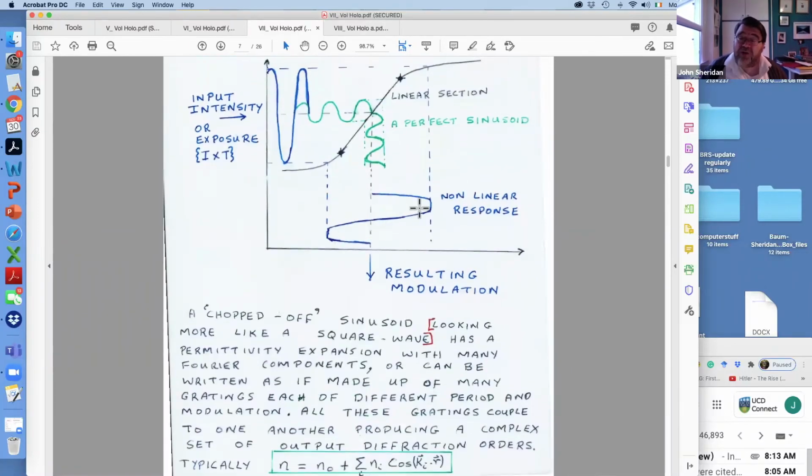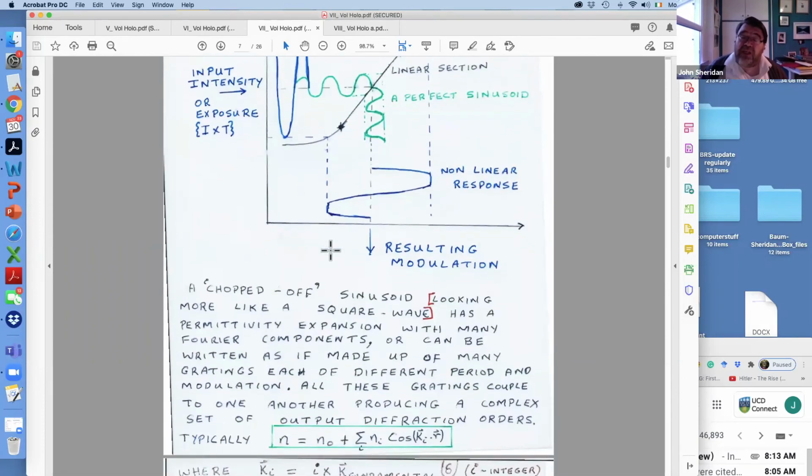In this case, all the grating components are going to have the same fundamental period. So we're going to have a K1 and a K2, and K2 is going to be equal to twice K1. We'd have a K3, which is 3 times K1. So the periods are going to be multiples of the fundamental.